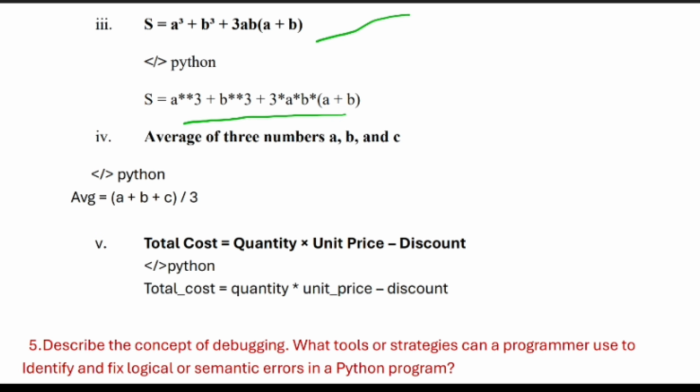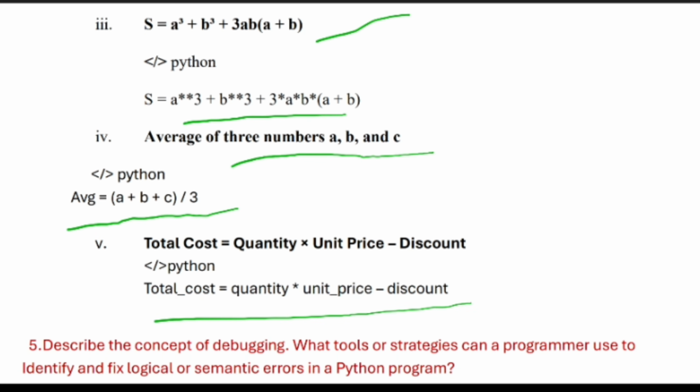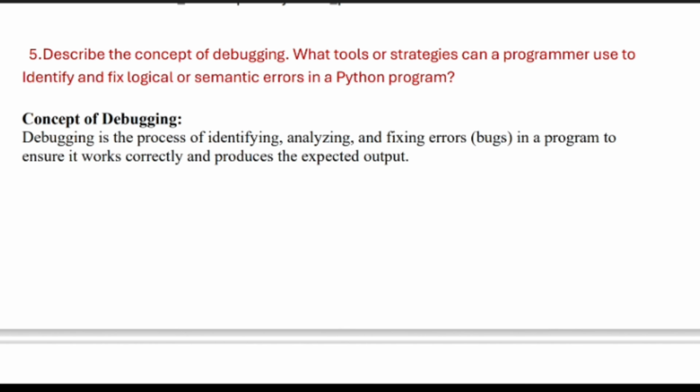The fourth one is the average of three numbers a, b, c. So you can average the numbers. If you write it in terms of a program, you can write like this. And for the total cost, quantity in the Python program, this is the expression for Python. But this is very easy. You may get the same question in the exam. Solve and study well.